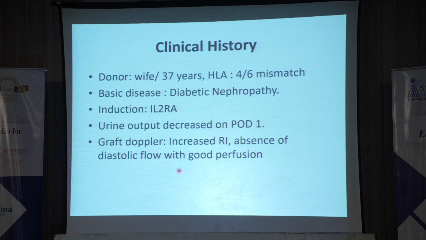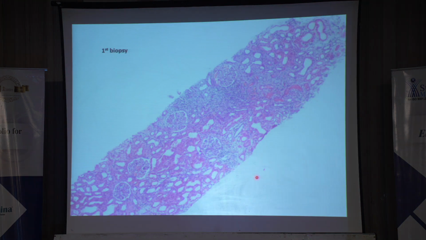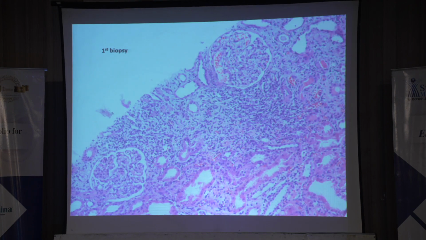So we come to the second case. This was a 37-year-old female donor. The basic disease was diabetic nephropathy, IL-2 induction, urine output decreased on POD1, graft Doppler showed increased RI, absence of diastolic flow with good perfusion. You can see that this biopsy, as compared to the previous biopsy, is showing a lot of blue cells in the interstitium.